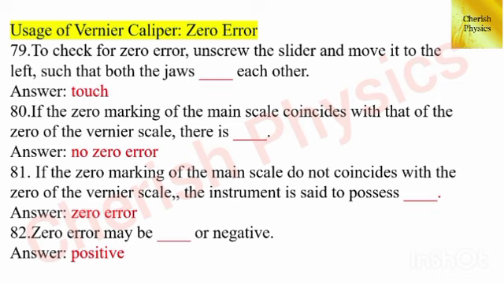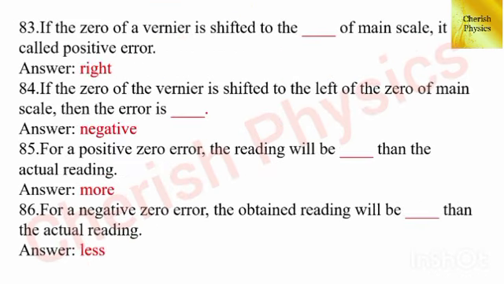Zero error may be positive or negative. If the zero of the vernier is shifted to the right of the zero of the main scale, it is called positive error. If the zero of the vernier is shifted to the left of the zero of the main scale, then the error is negative error. For a positive zero error, the reading will be more than the actual reading. For a negative zero error, the obtained reading will be less than the actual reading.